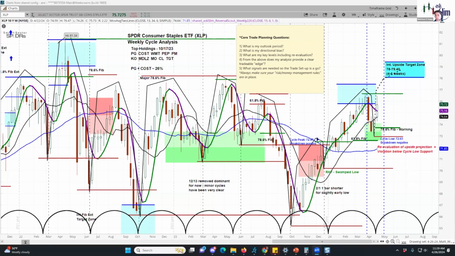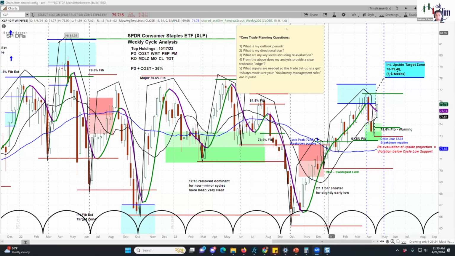And then once you complete your sum of the evidence, does that show that you have a clear tradable edge? You always want to go through that whole process and then determine for yourself if you have that tradable edge. And then you get to a point where you need to define what are those signals that suggest to you that your trade setup is a go. All right, so let's start with the directional bias.